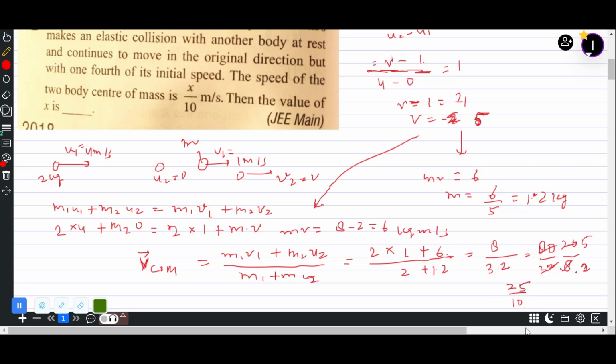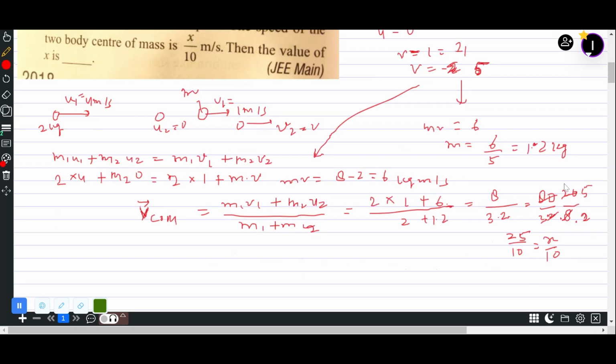Right. So what was the value here in this question? It is supposed to be x over 10. So what is the value of x? The value of x is 25. Very easy question. Thank you.